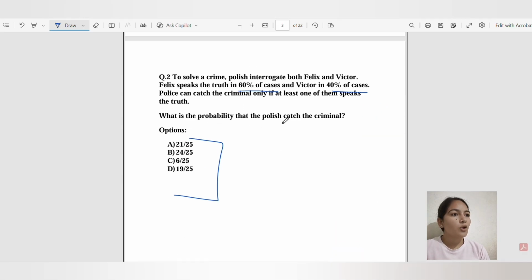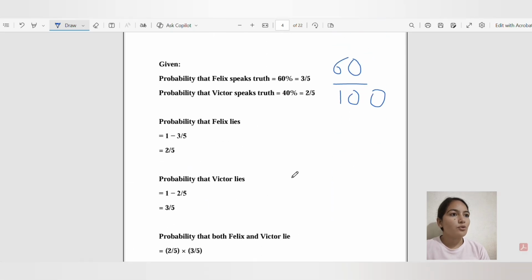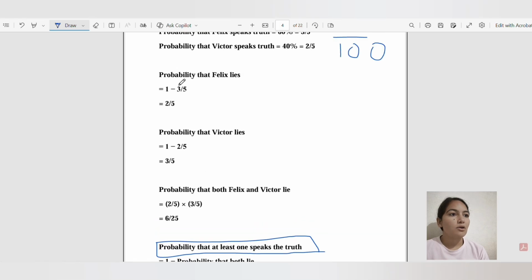Now, to solve for the probability of the police catching the criminal, we have to apply a formula: the probability that at least one speaks the truth. We apply this formula because in the question they are asking for the probability that at least one of them will speak the truth. So we use 1 minus the probability that both lie. For this formula, we first calculate the probability of both of them lying.